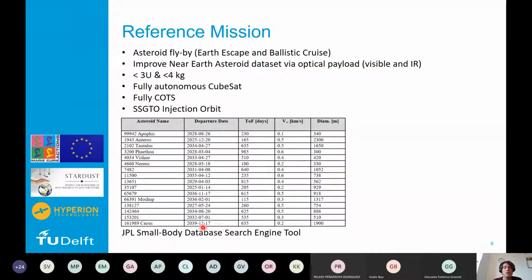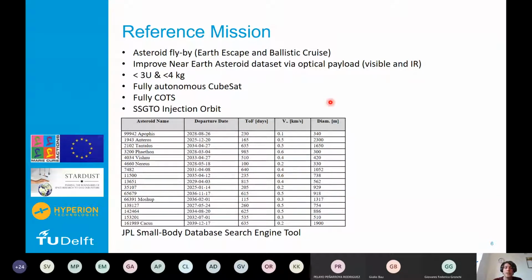To preliminarily design this kind of mission, I used the JPL small body database search engine tool, which allows defining some important parameters for mission design. As you can see in this table, you can have some asteroid candidates as a target for the mission with their relative departure date and with the time of flight, which oscillates between 100 days up to 900 days. But the main parameter that you should look at in this table is the required escape velocity at the exit of the Earth sphere of influence, which in these particular cases can oscillate between 0.1 kilometers per second and 0.6 kilometers per second.